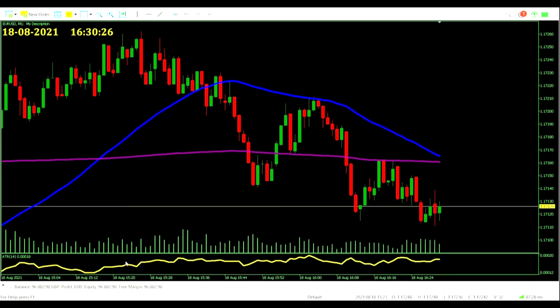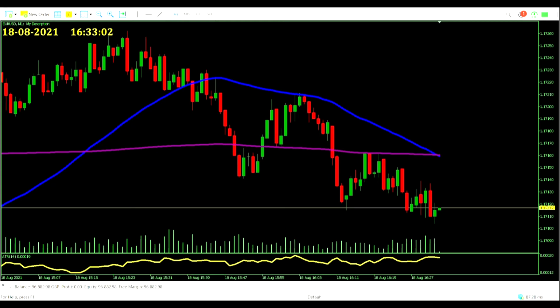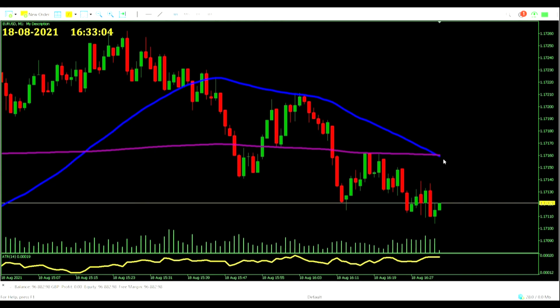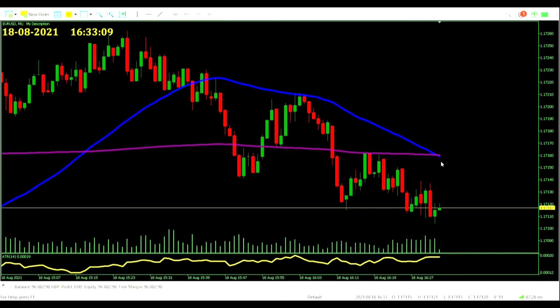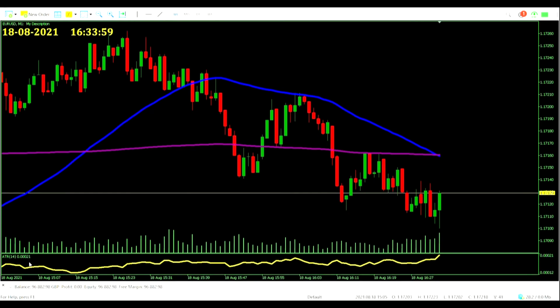That'll be our widest stop loss of the day. The 50 period moving average has now just edged past that 200. As soon as this minute closes, that's when we'll be getting in. ATR reading at 2 pips. We'll take it at 2 pips.